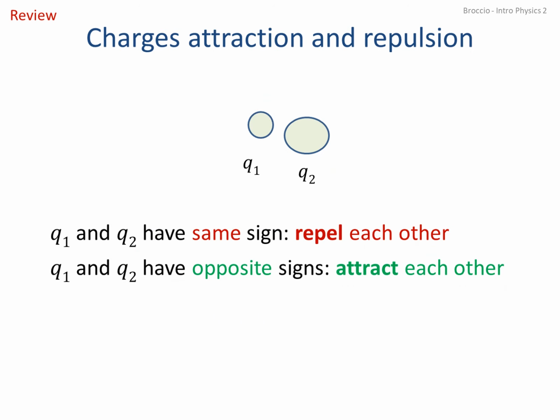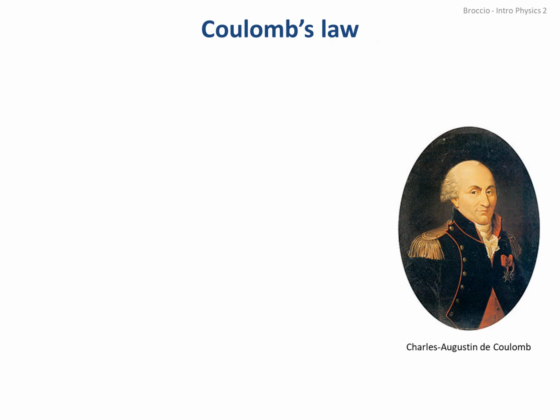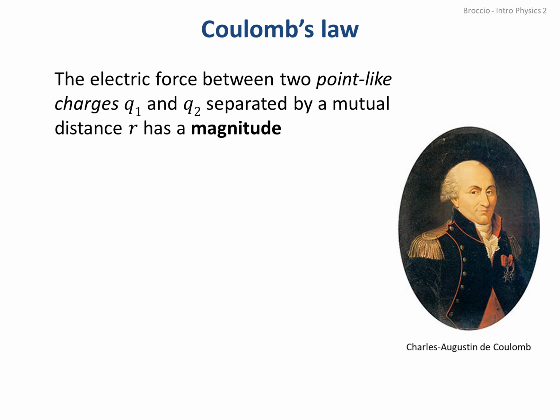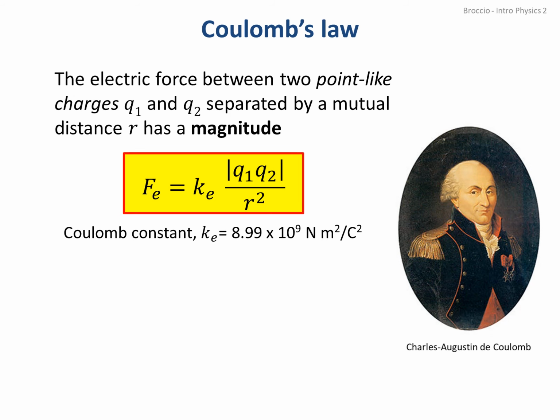Qualitatively, we already know that charges with opposite signs attract each other and charges with the same sign repel each other. The goal of this unit will be to determine quantitatively how large this attraction or repulsion is. The experimental result found by Charles-Augustin de Coulomb was that the electric force between 2 point-like charges Q1 and Q2, separated by a mutual distance r, has a magnitude proportional to the product of the charges in absolute value and inversely proportional to the square of the mutual distance r.